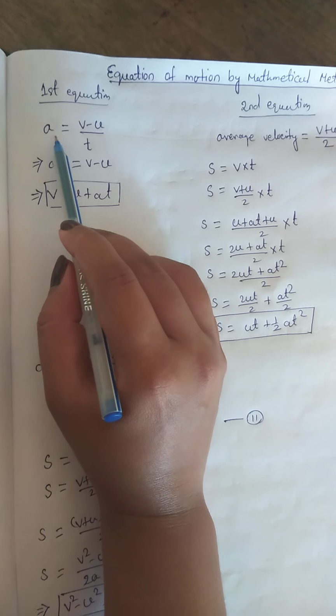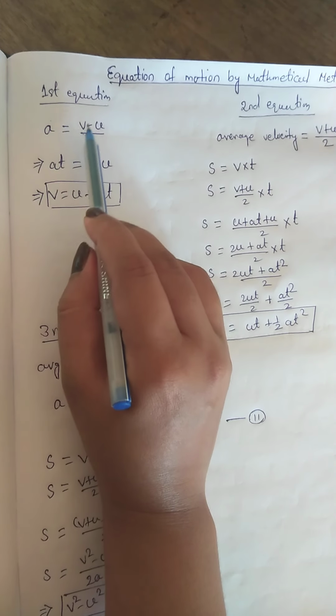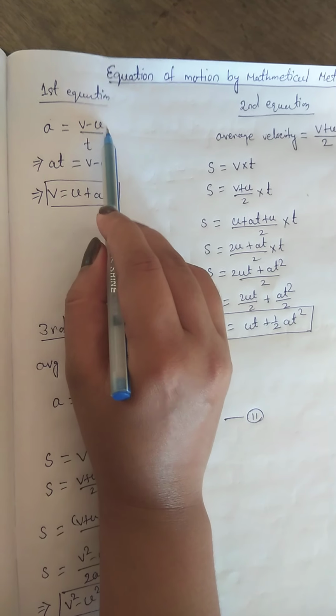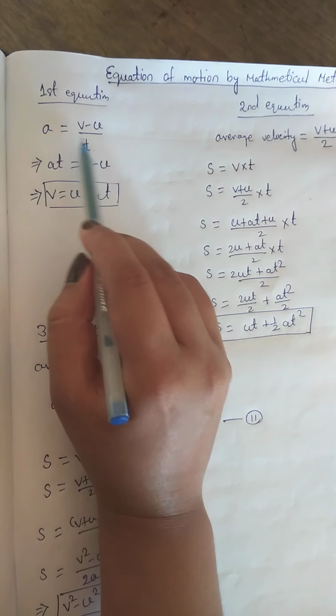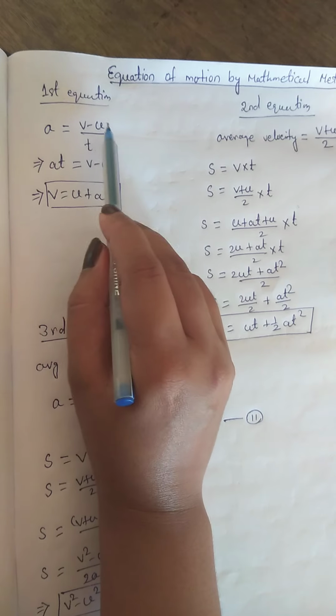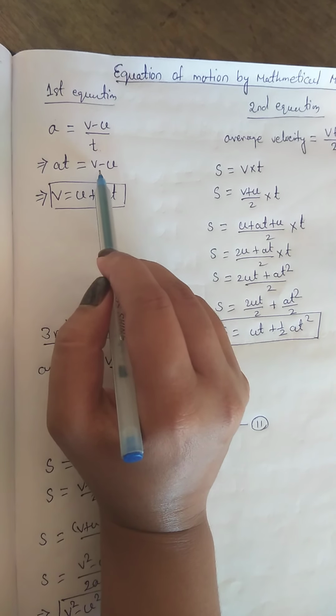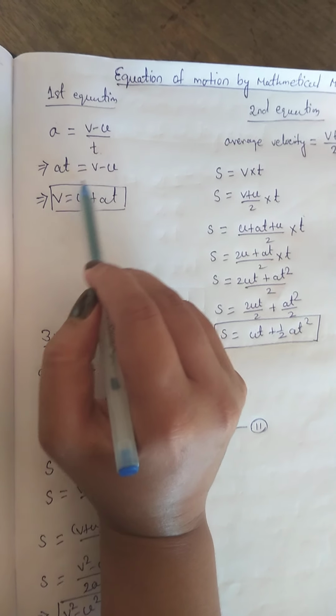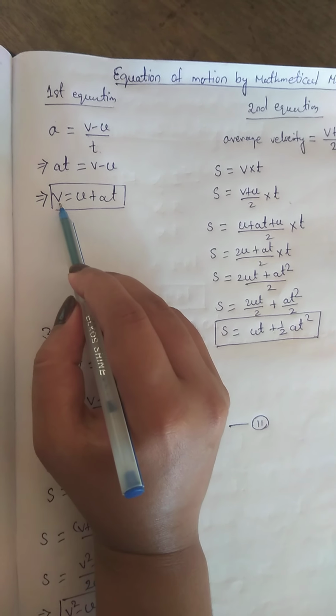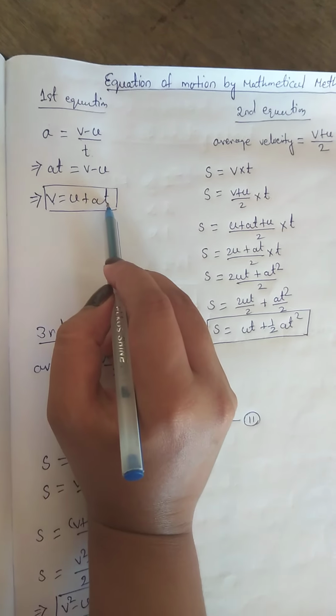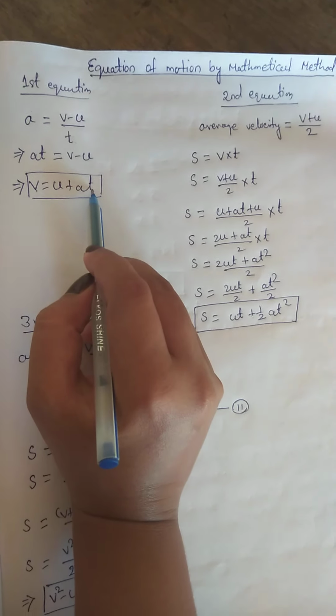We know acceleration is equal to final velocity minus initial velocity divided by time. So a = (v - u)/t. Now cross multiplying, at = v - u. Now moving u to the other side, we get v = u + at. So this is the first equation of motion.